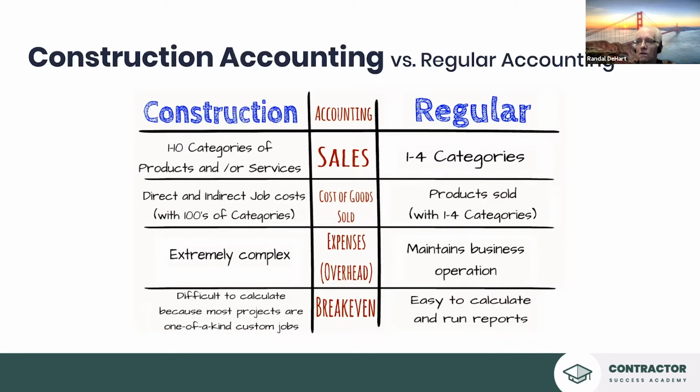The one thing I want to touch on very briefly is that cost of goods sold is what job costing is based on, and expenses is what takes place in overhead. So expenses should very rarely differentiate. And in construction accounting, it's difficult to calculate the break even because a lot of projects are custom, one-of-a-kind jobs. But if you're selling stuff like at Home Depot or Costco, you buy a product for $1, you sell it for $2, and you know what your break even is. It's pretty simple. In construction accounting, it's a whole different ballgame, and I've got a whole system for that later.